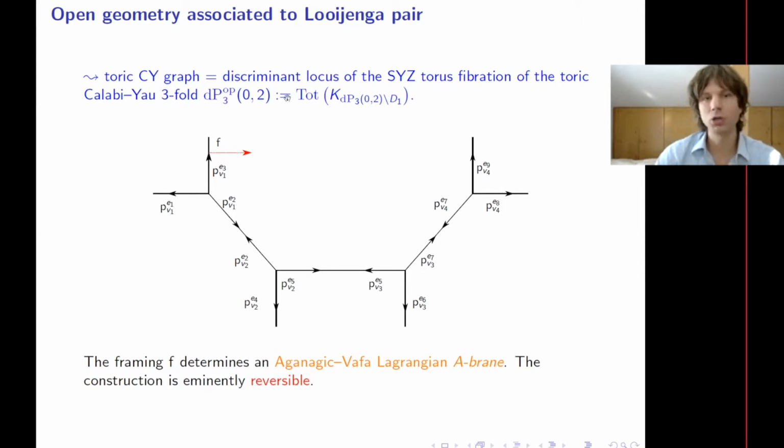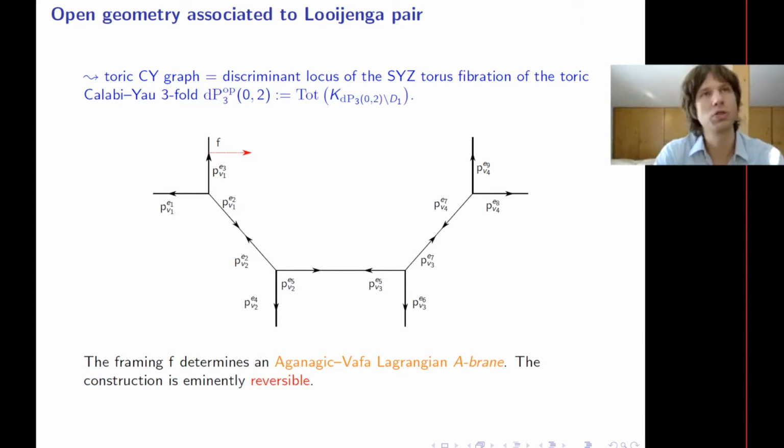So the underlying geometry is you start with this dP3 and then you remove D1, you consider the canonical bundle on it, and you take the total space. So this is a toric Calabi-Yau threefold, and it admits an SYZ type torus fibration, and what I've drawn here is the discriminant locus of this fibration. And the framing determines one of these Aganagic-Vafa Lagrangian A-branes.